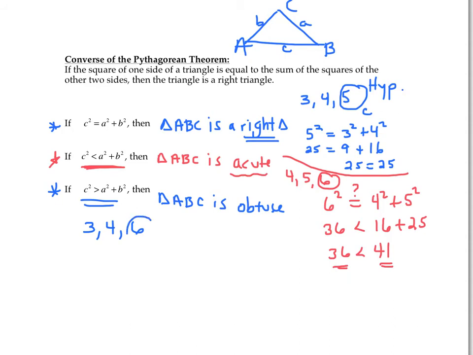So again, put the biggest number in for c, so we do 6 squared, and we're going to see if this is indeed greater than 3 squared plus 4 squared. 6 squared is 36, 3 squared is 9, 4 squared is 16, and 9 plus 16 is 25. So yes, 36 is greater than 25. So c squared is greater than a squared plus b squared. So our triangle is obtuse.